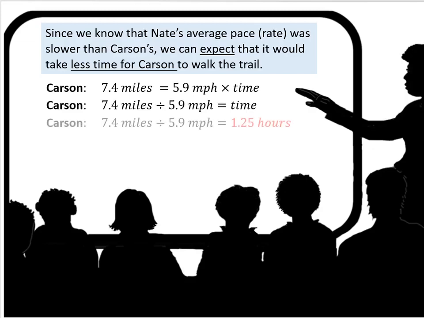So now we're going to solve that part of the problem. Carson, 7.4 miles, same distance. At 5.9 miles per hour, we don't know his time, how long it took him. But if we divide the distance by his pace, then we will get the time it took him. 7.4 miles divided by the 5.9 miles per hour, it took him 1 hour and 15 minutes, or 1.25 hours. And as expected, 1.25 hours is less than 1.5 hours.